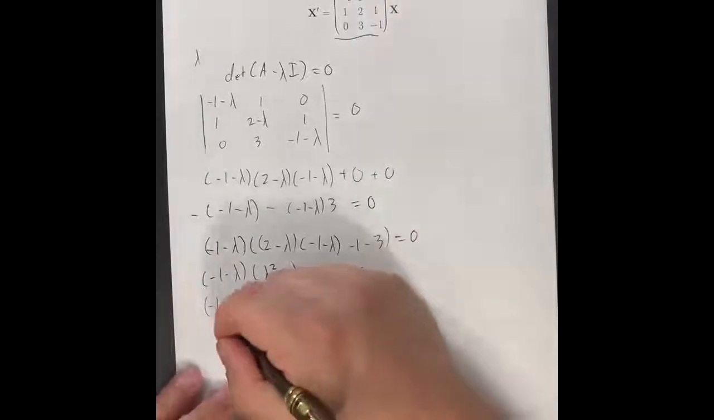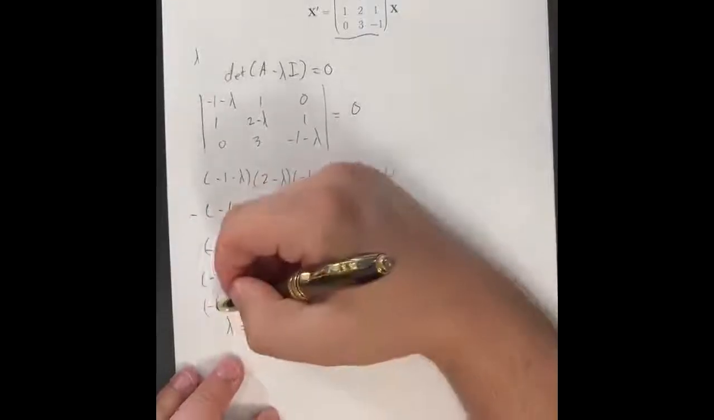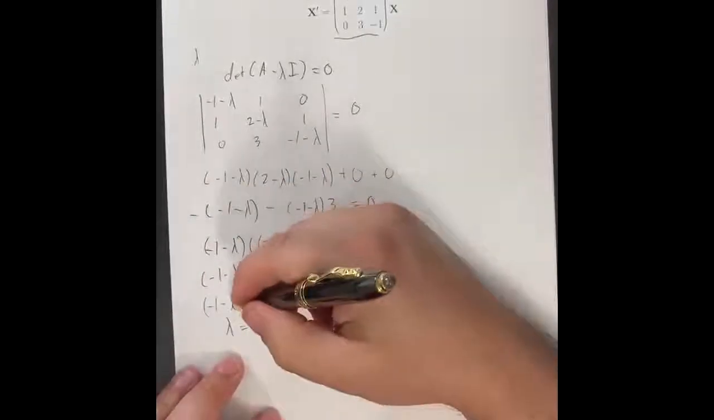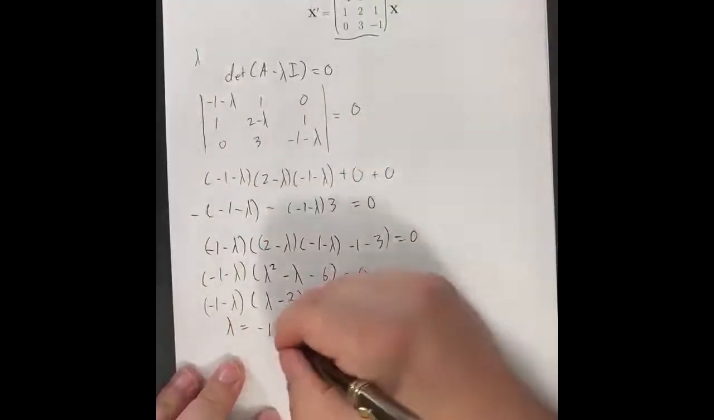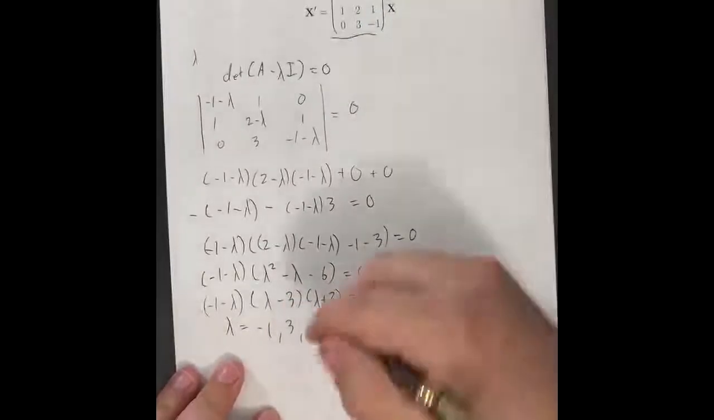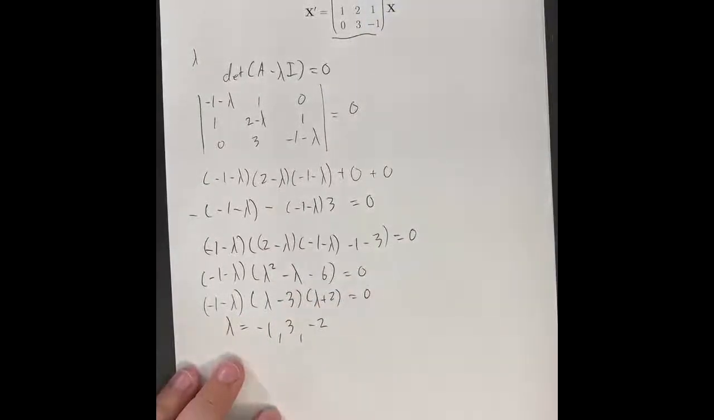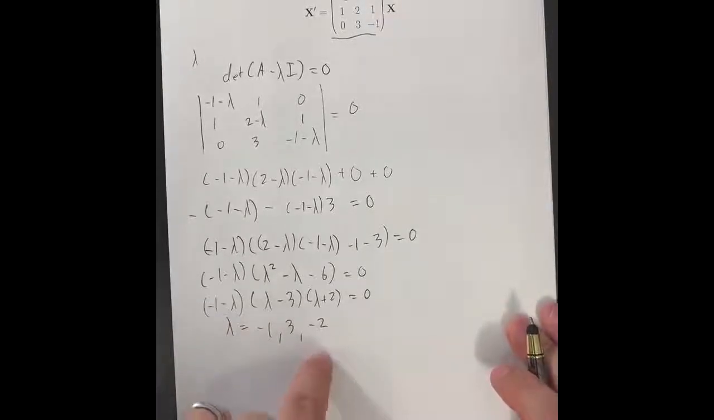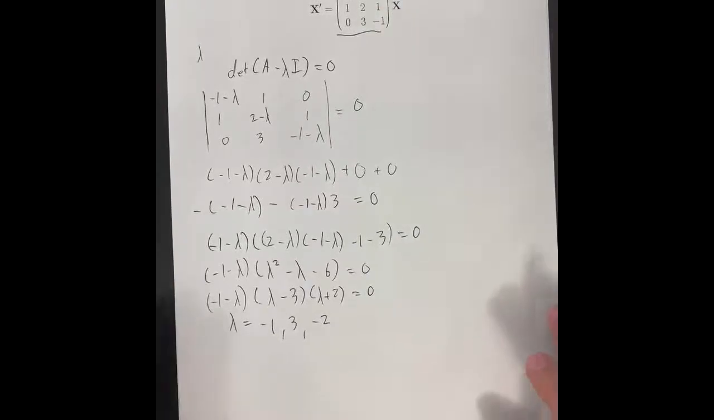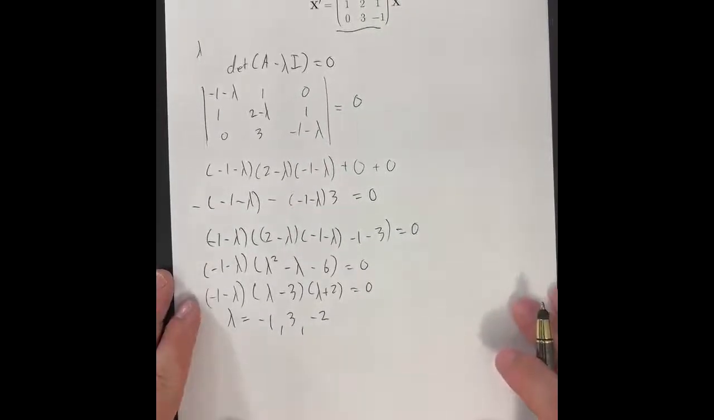So that shows us that lambda is either equal to minus 1, okay, that turns out to 0, positive 3, that turns out to 0, or minus 2. Those are our three eigenvalues. Negative 1, 3, and negative 2. All right, so that's the first step. Okay, these are pretty long problems.